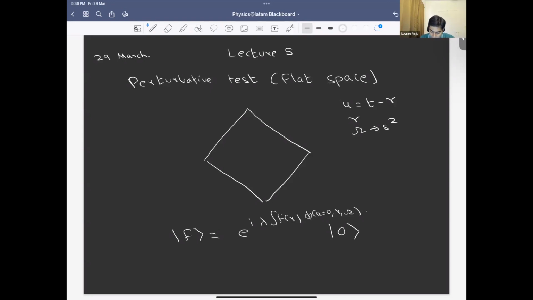And I act with some unitary operator. So I have a single scalar field, a massless scalar field, which is coupled to gravity. And I act on the vacuum with this operator. Okay, this is a unitary operator. And this f of r has some support in 0 to r0. Yeah.